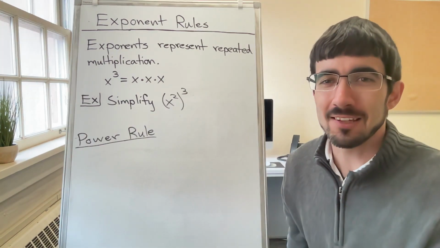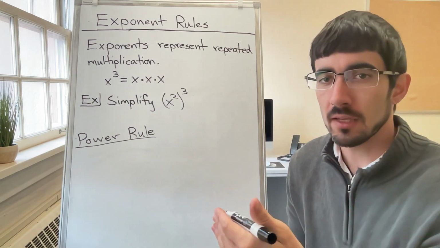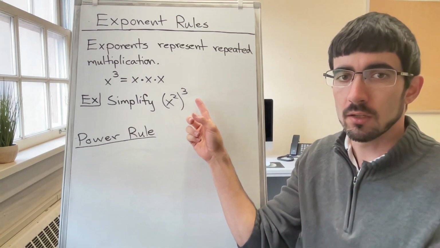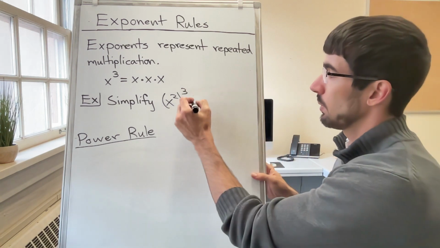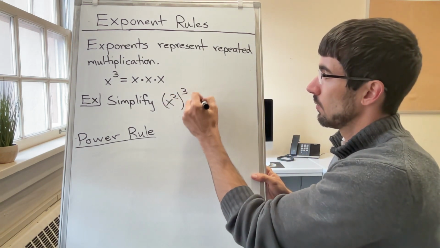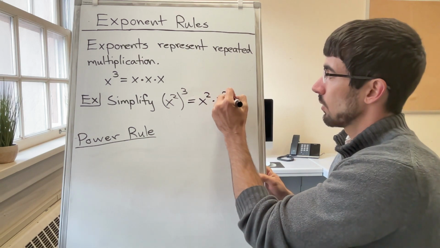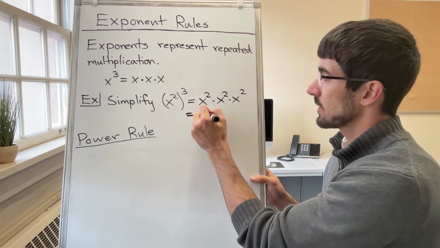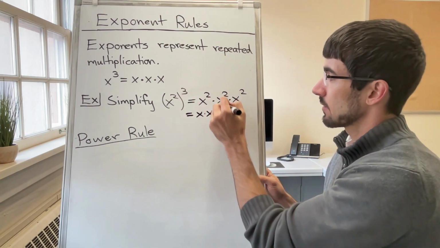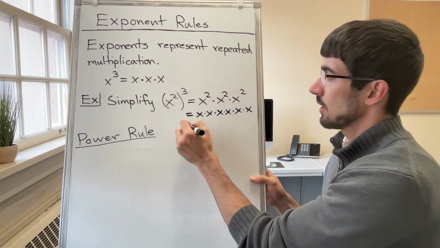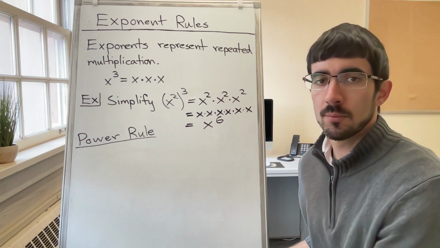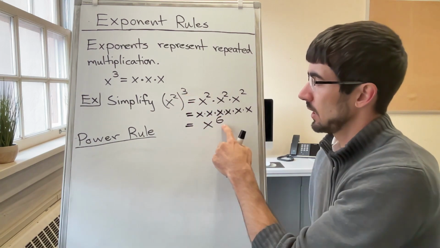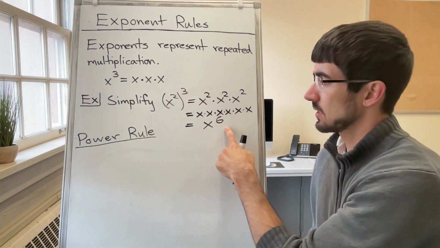Finally, let's think about what happens when an exponent is applied to a term that already has an exponent. For example, we want to simplify x squared cubed. We can expand this using repeated multiplication. X squared cubed means x squared times x squared times x squared. I can expand each of these and I get x times x for this one, times x times x for this one, and so on. So that's a total of 6 x's. What happened with the exponents? Well, we multiplied them. 2 times 3 is 6. X squared cubed gives us x to the 6th.